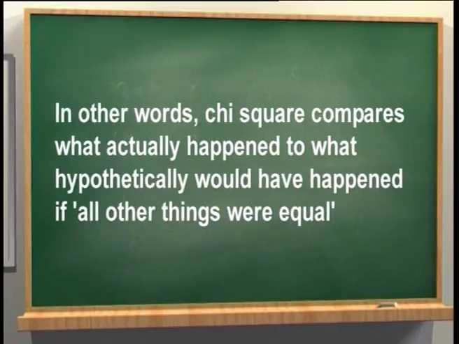Remember that chi-square operates by comparing the actual or observed frequencies in each cell in the table to the frequencies we would expect if there were no relationship at all between the two variables in the populations from which the sample is drawn. In other words, chi-square compares what actually happened to what hypothetically would have happened if all other things were equal. If our actual results are sufficiently different from the predicted null hypothesis results, we can reject the null hypothesis and claim that a statistically significant relationship exists between our variables.